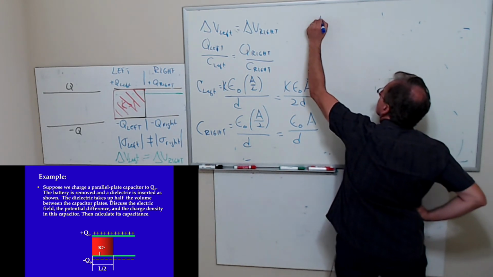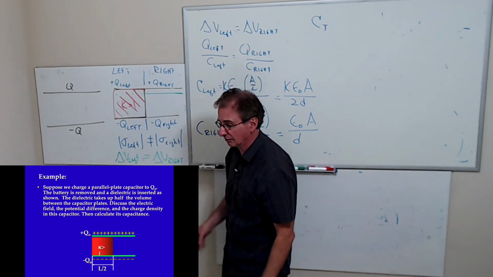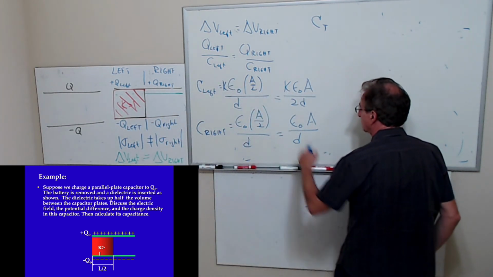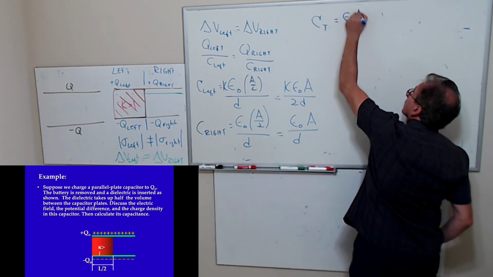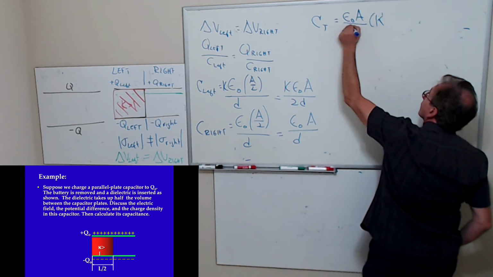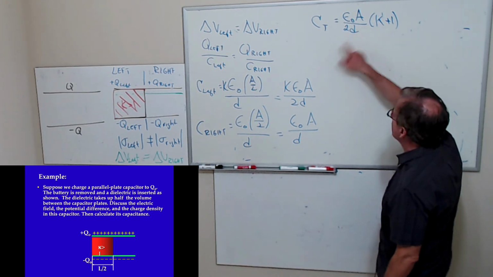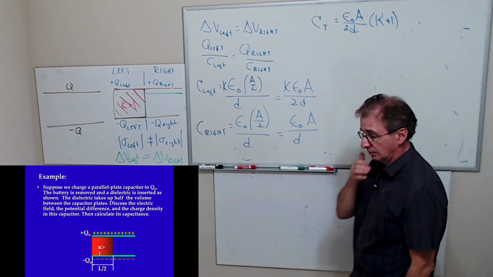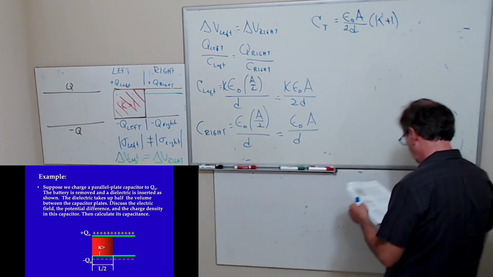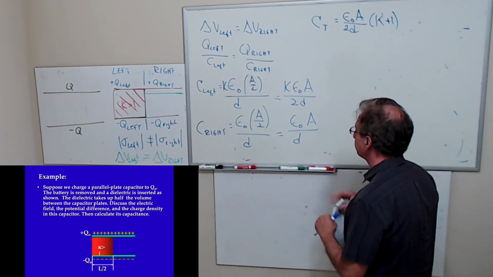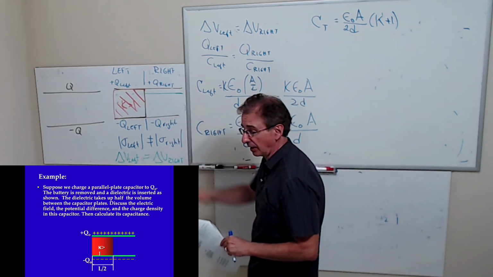And C total, because if the potential difference here and here is the same, they're in parallel, okay? They're in parallel. So C total is going to be the sum of these two. And if you set kappa equals 1, I get epsilon naught A over D. Okay. Now what? So we've established that we actually have two capacitors here that are in parallel.